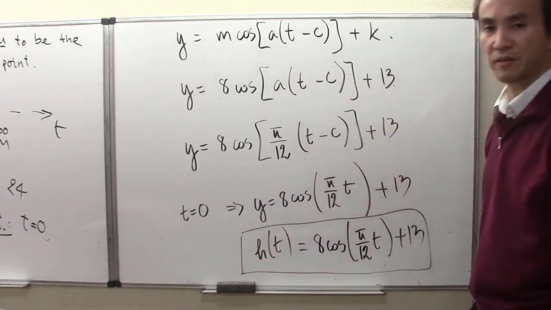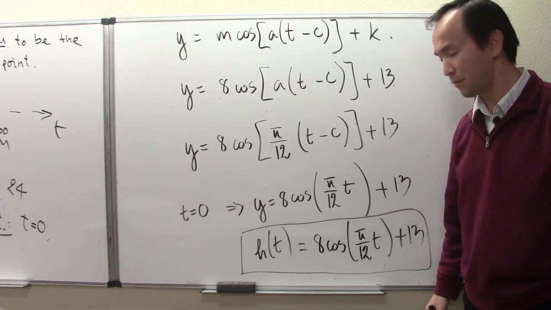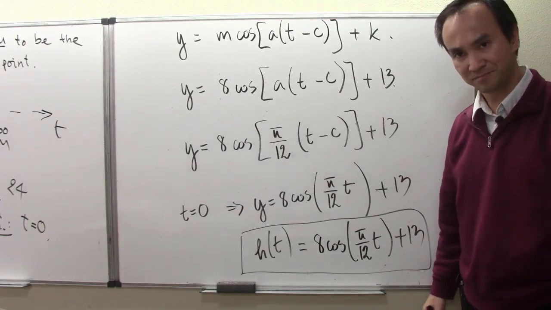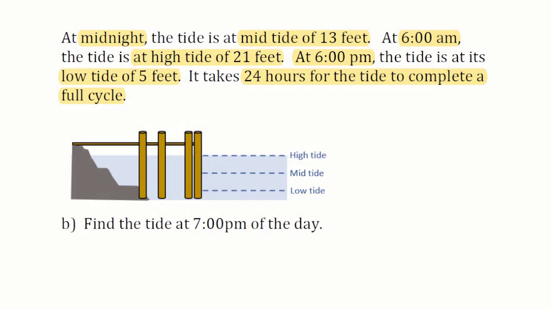That's a different way of how I can come up with the modeling function to model the exact same tide. All right, then in that case, if we have come up with the modeling function as a cosine function, let's see how we can answer this question. Find the tide at 7 p.m.